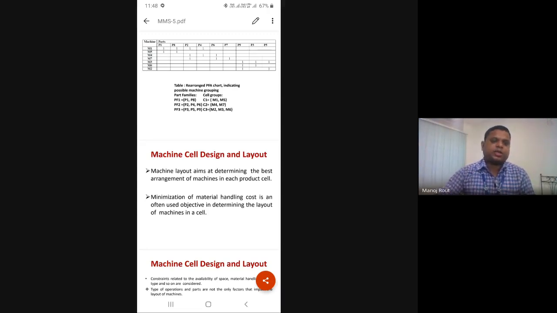In case of minimization of material handling cost, it is often used as an objective to determine the layout of machining cells. If you take the example of any kind of industry where the maintenance department and the store department are positioned in between different departments, they reduce the cost of material handling. If you position the store or maintenance department in between the production departments, it is easy to reduce the distance as well as the cost of material handling.